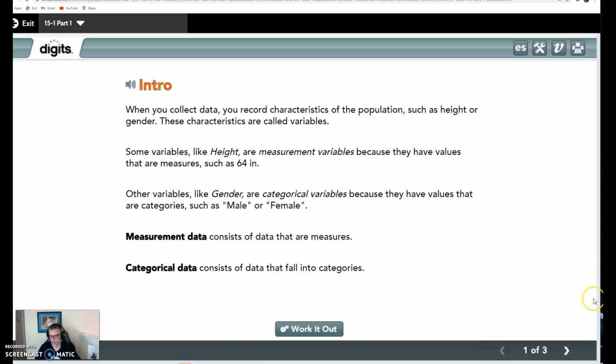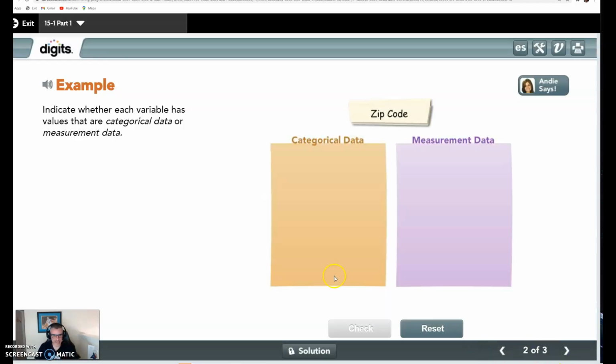So let's take a look at some examples. Indicate whether each variable has values that are categorical or measurement. Okay, is this something that we put in a category or something that we measure? All right, the first one here is actually pretty tricky. Zip code. So zip code, like the zip code for Pleasant Hill, is 94523.